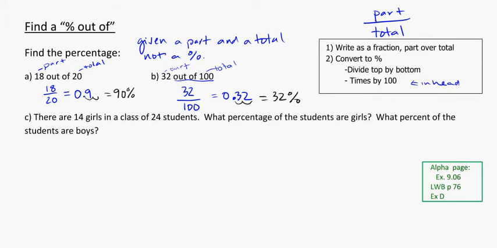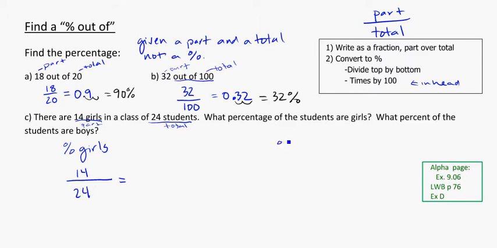Okay. Again, most of these come up as word problems for us. So there are 14 girls in a class of 24 students. So this is a part, and the students are the total. I'm going to assume that there's girls and boys. What percentage of the students are girls? First question. And what percentage of the students are boys? Second question. So here I have to work it out 2 times. So percentage of girls, what are the part of girls here? I have 14 girls out of 24.